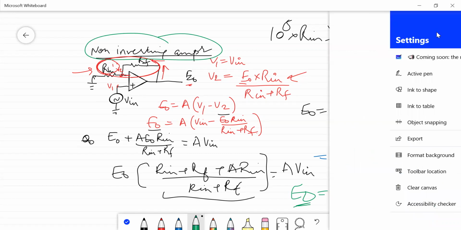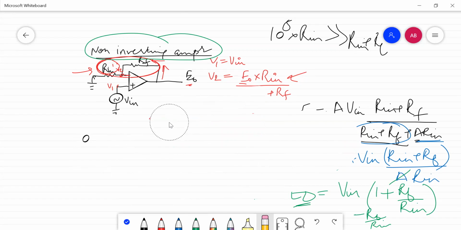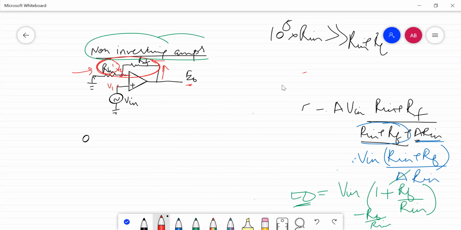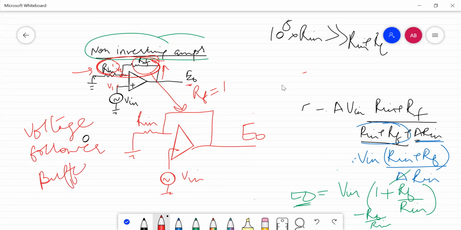So lastly, we come on to the voltage follower. In the voltage follower, you have to just keep in mind what we are going to do: we have to make this thing 1. My feedback resistor will be equal to 1 only. So the configuration will be this: Rn will be there, this is my E naught, and this is my Vin that we have just given. This is my Rn, and now this RF resistor we have made equal to 1 for the voltage follower. This is the voltage follower, and the term buffer is also used. Why? We will discuss right now.